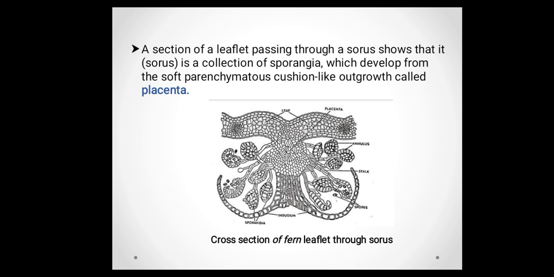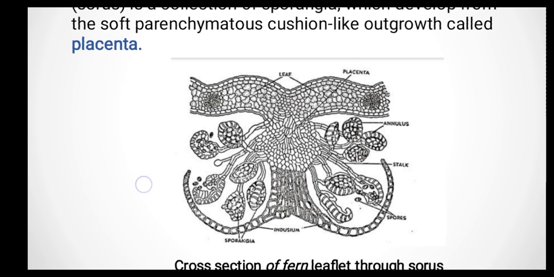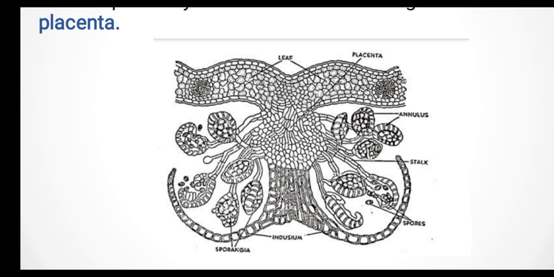When we take a section of the sorus, we can see a collection of sporangia. The sporangia are located below the placenta. The cushion-like parenchymatous outgrowth at the center is the placenta. I can show you this. At the center, the placenta is present. Below that, the sporangia are present. Near the sporangia, the spores are bursting. The sporangia burst and release the spores.